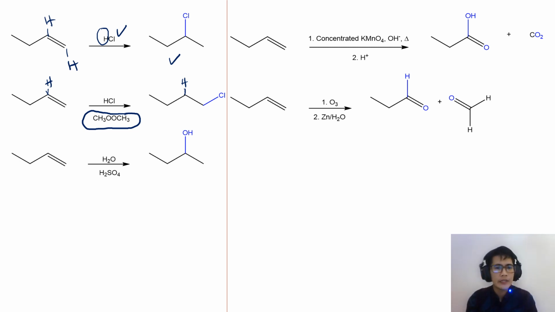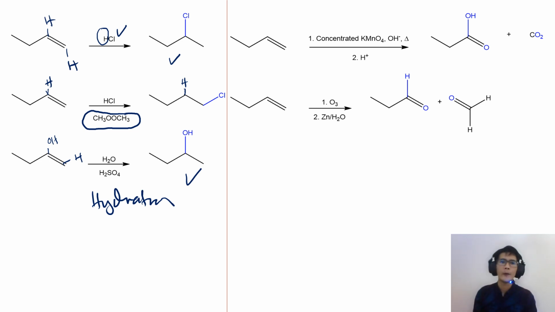The third reaction, the hydration reaction, is similar to the first reaction. So H at carbon number 1 and OH at carbon number 2. So you will get this butan-2-ol. Okay, a type of alcohol.